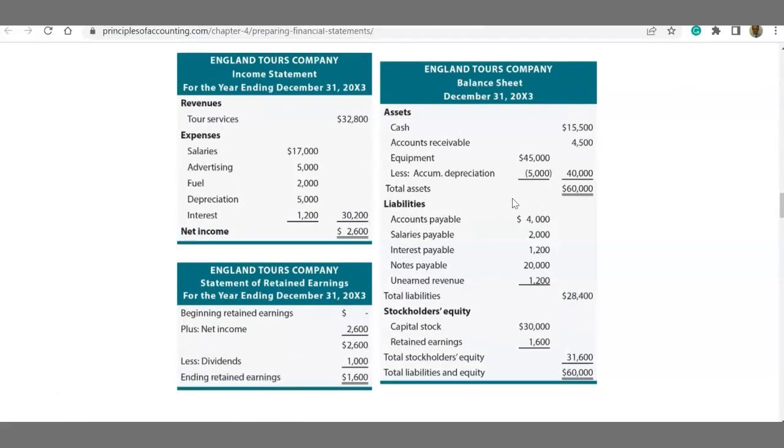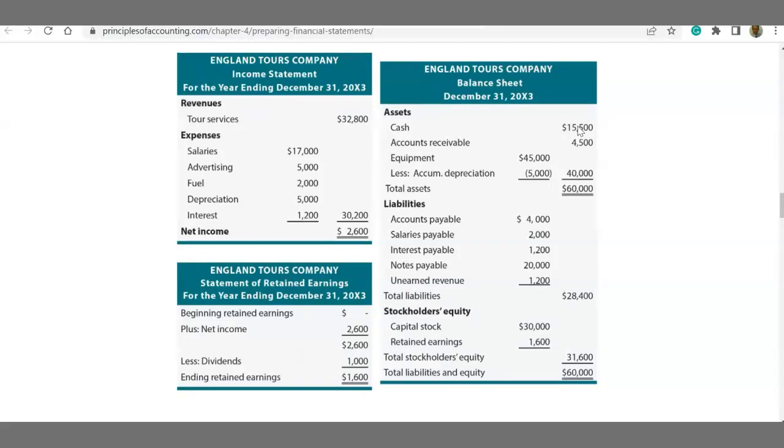Balance sheet, number 3. Balance sheet is a moment in time. So make sure the date that you put in here shows just a moment in time, as of December 31st. Balance sheet comes with the assets, liabilities, and equity, which is the accounting equation: asset equals liability plus equity.